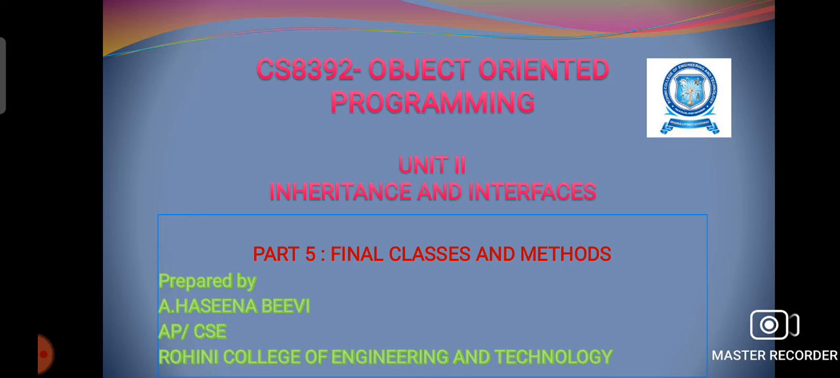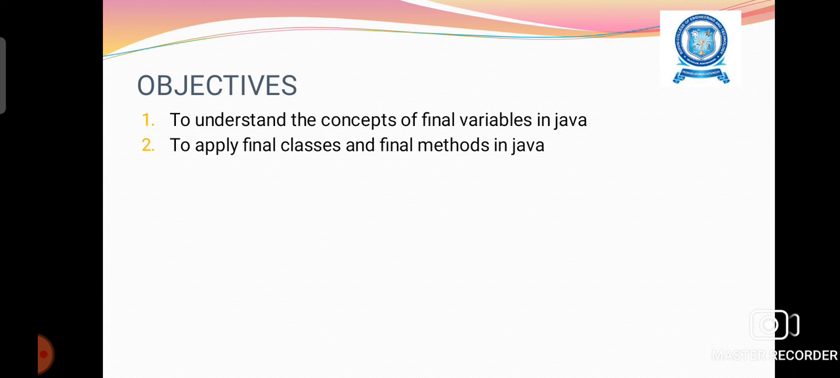Viewers, in this video lecture we are going to see one topic for the subject Object Oriented Programming, and the topic is final classes and methods, which comes under second unit. The objectives of studying this topic are to understand the concepts of final variables in Java and to apply final classes and final methods in Java.